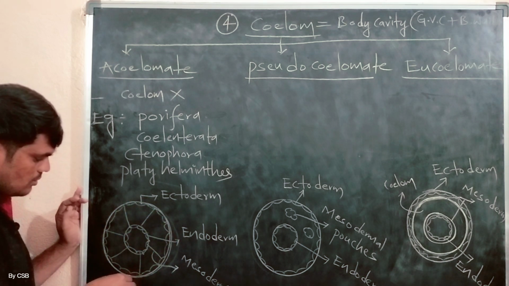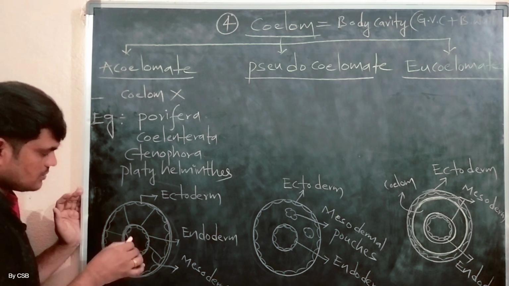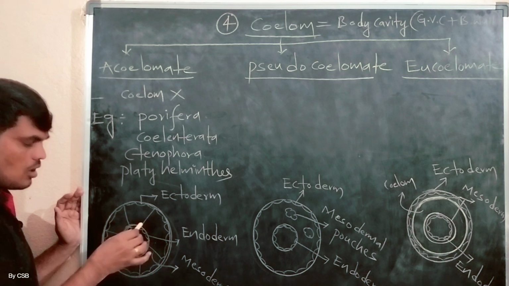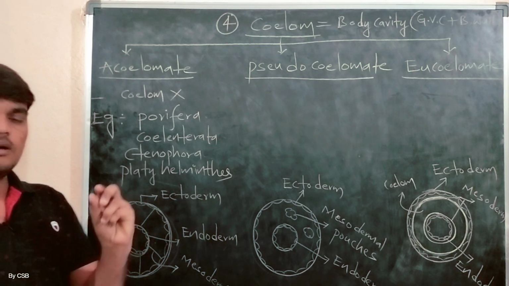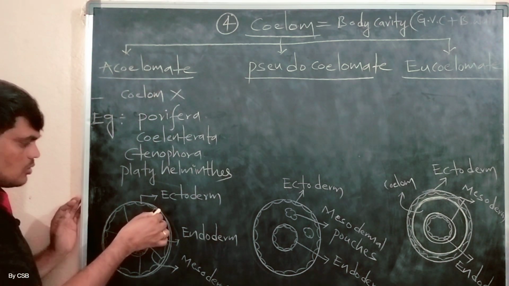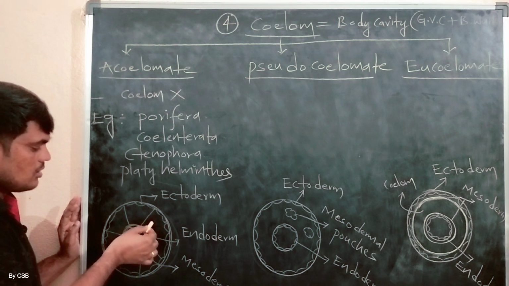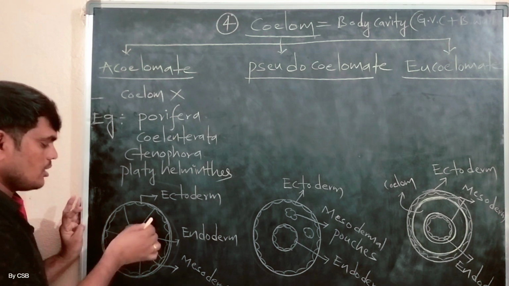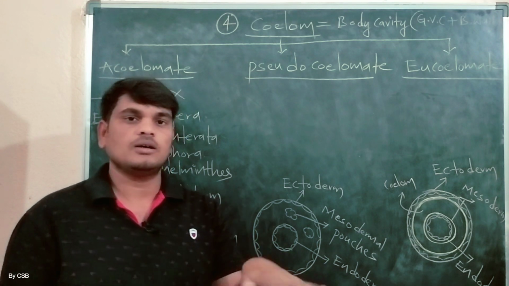This one is ectoderm. The inner one is endoderm. Between the two layers, coelom is absent. If any empty space is present, it is totally filled with the mesenchyme or mesohyle. Between the ectoderm and endoderm, we can observe tissue. There is no empty space, there is no body cavity. If any body cavity is present, it is totally filled with the tissue.